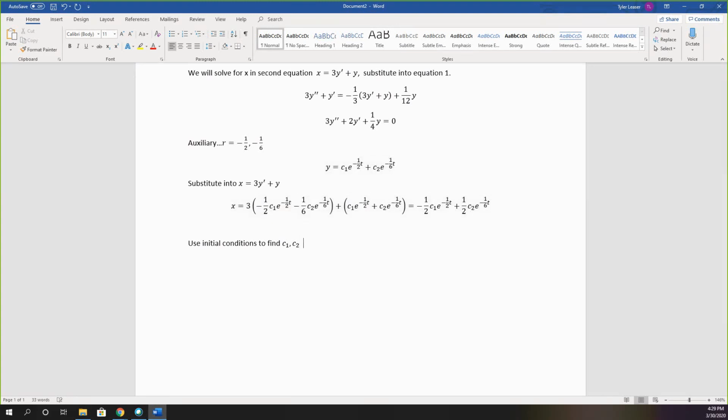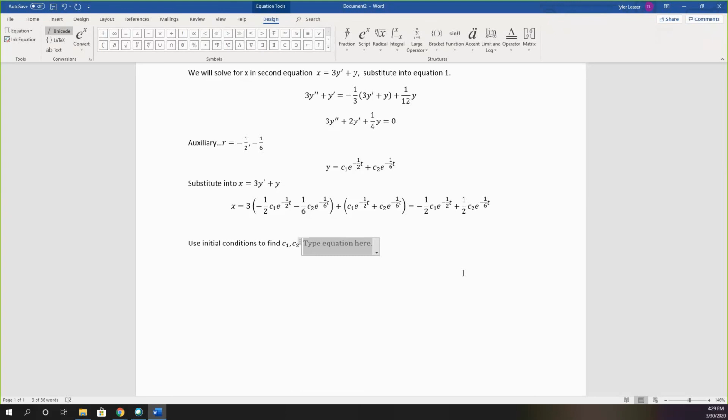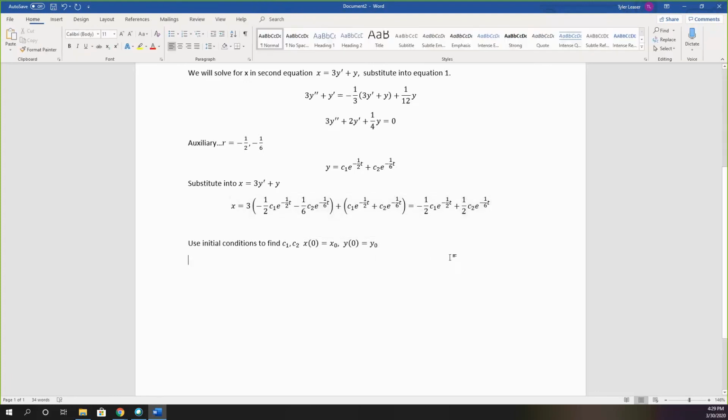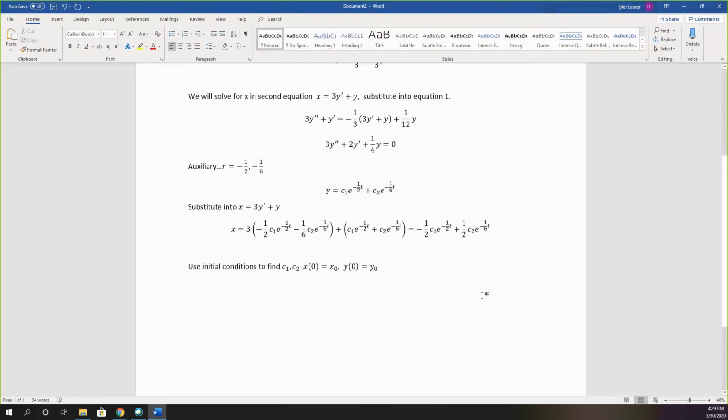So not so bad. So just to finish this one up, I'll say that remember that x at 0 we set to be x naught, just a generic constant, and y of 0 we set to be y naught, just a generic constant. But plug those into these two solutions, and that's it to find the C1 and C2.